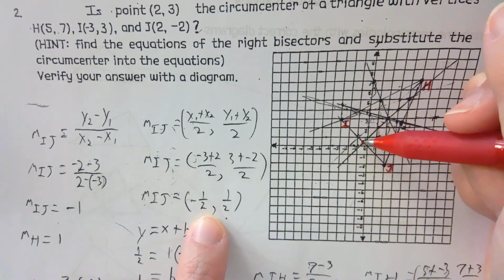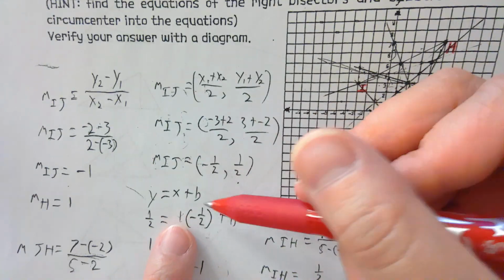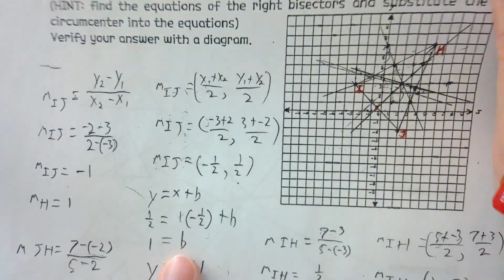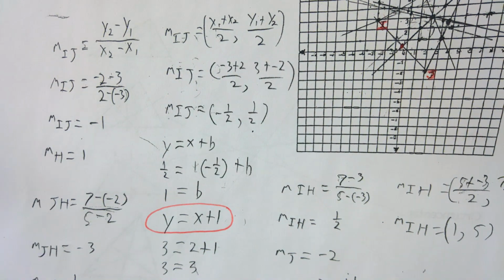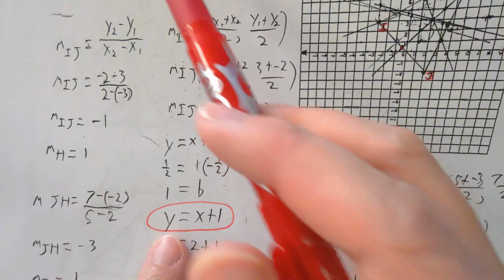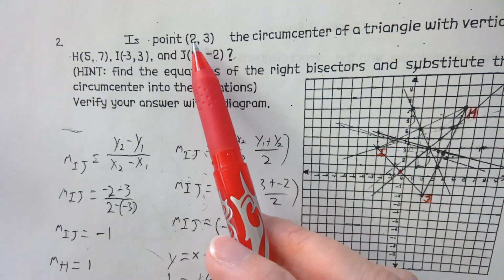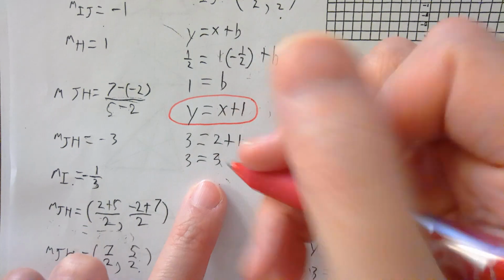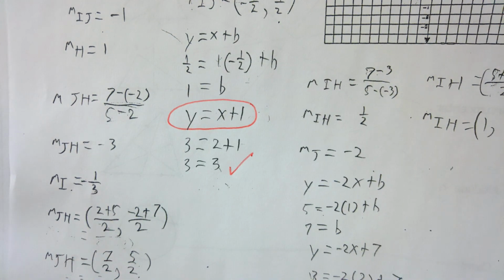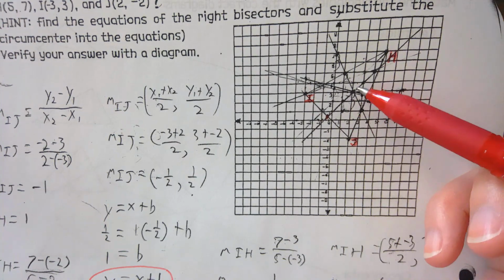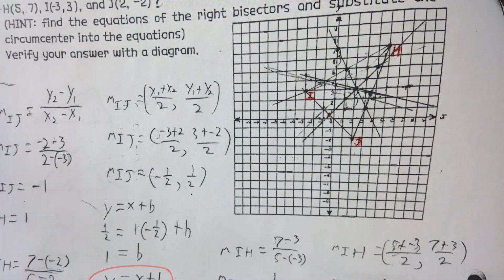After I have this point and I know the slope of this right bisector, I can substitute it into y equals mx plus b, find out what b is, and so I get my equation right here: y equals x plus 1. Now it was asking, is 2, 3 on this right bisector? When you sub it in, left side equals right side, so the point 2, 3 is on this right bisector. Now, is it enough to just check it once? No. How many times do we have to do it? 3 times, yes.